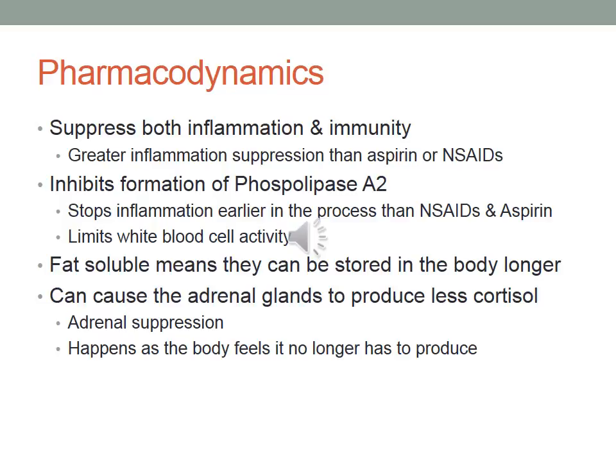Your corticosteroids are fat soluble, so they'll be stored in the body a lot longer. One of the drawbacks that you have with this is that they can cause the adrenal glands to produce less cortisol. So if taken for a long period of time, you can have some adrenal suppression. So basically, if you're taking something kind of artificially, your body doesn't feel the need to produce it anymore. So your body will kind of stop producing its own cortisol because you're basically supplying it through the medication.